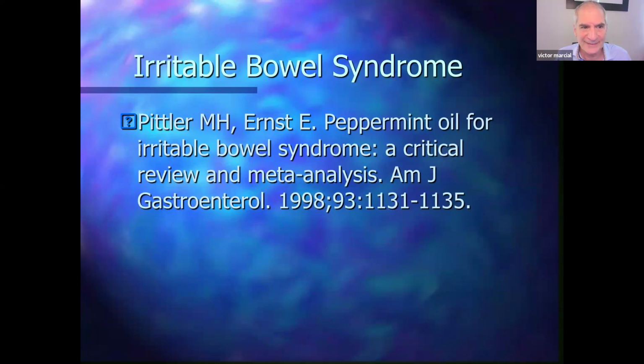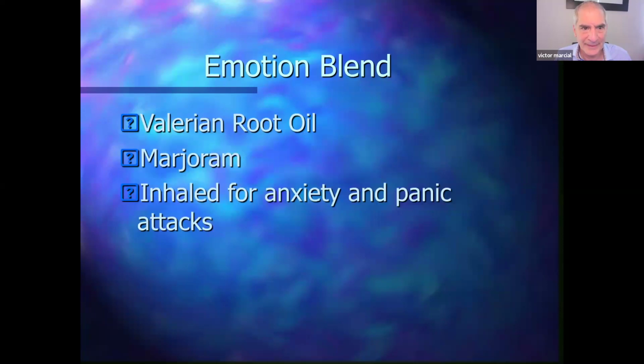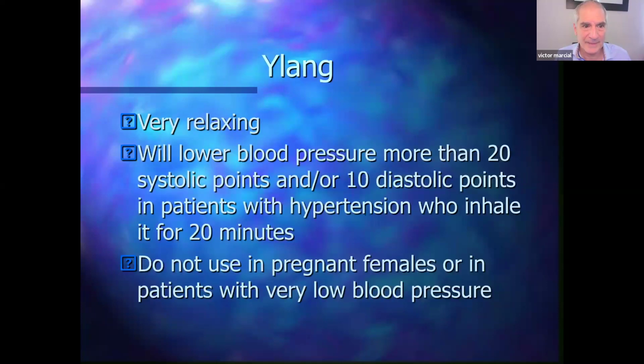Also, a meta-analysis of irritable bowel syndrome showed that peppermint oil was very useful for these patients' symptoms. Again, the emotion blend in particular that has valerian root, marjoram, and lavender, inhale can deal with an anxiety and panic attack within minutes. Ylang is also very relaxing and can lower blood pressure more than 20 points in patients that inhale it that have hypertension. This should not be used in pregnant females or in patients with very low blood pressure.